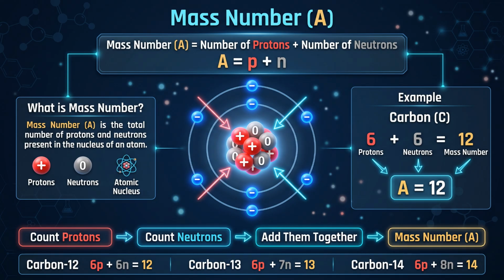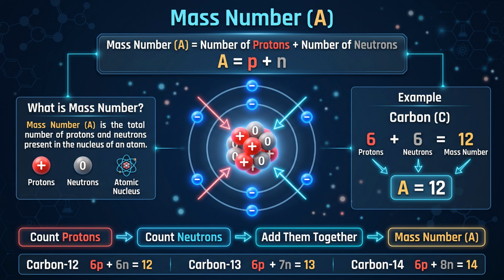Chlorine has 17 protons and 18 neutrons, giving it a mass number of 35. In every case, the calculation is the same: simply add the number of protons and neutrons. One important point students must understand is that mass number is always a whole number. Since protons and neutrons are whole particles, you cannot have half a proton or half a neutron inside a normal atom. Therefore, the mass number is always an integer such as 12, 16, 23, or 35. It is never written as a decimal.